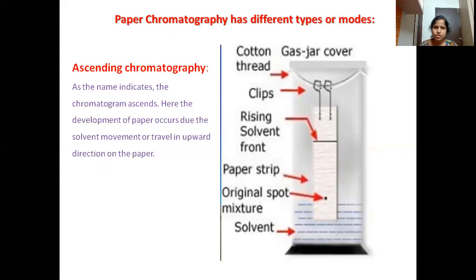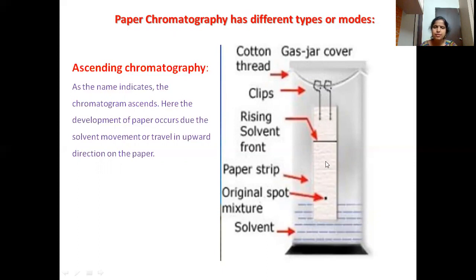Then draw the origin line. If this is the paper, it should be around 2 centimeters in height. So leave some space from the bottom and then draw the origin line. On that, the sample has to be loaded. After loading the sample, let it get dried for some time. That means the sample will get absorbed onto the filter paper.